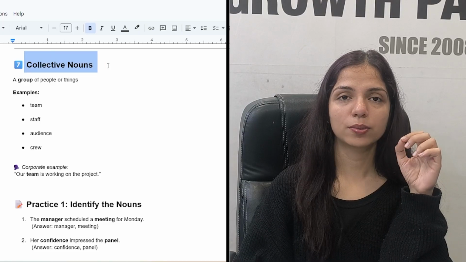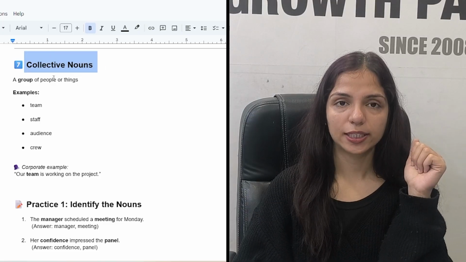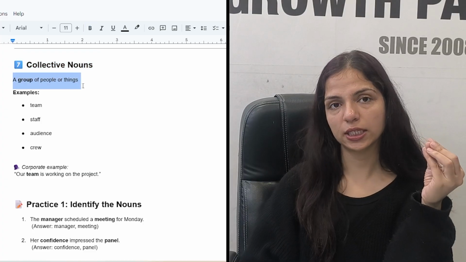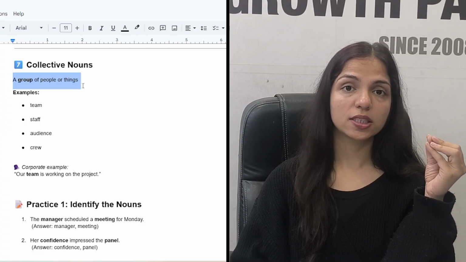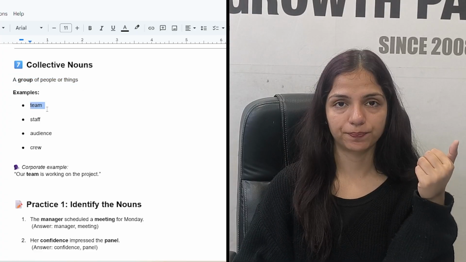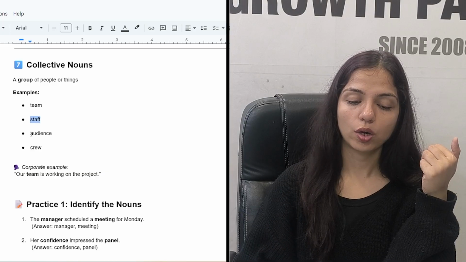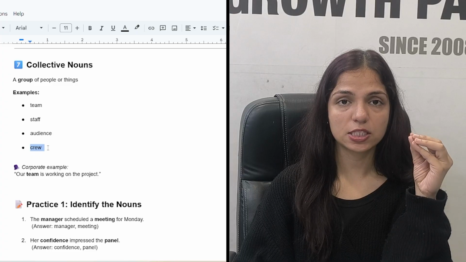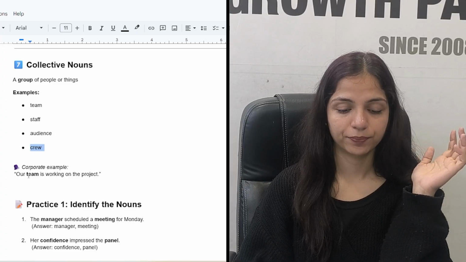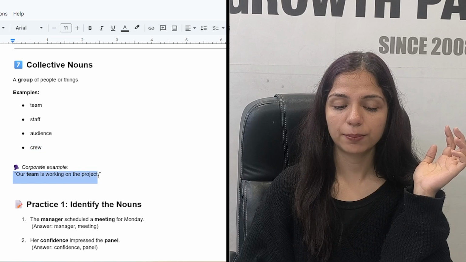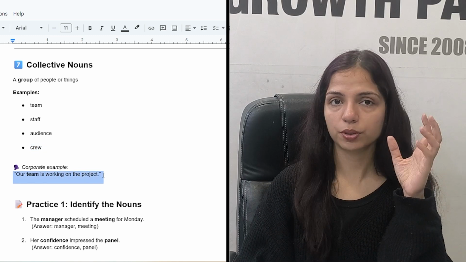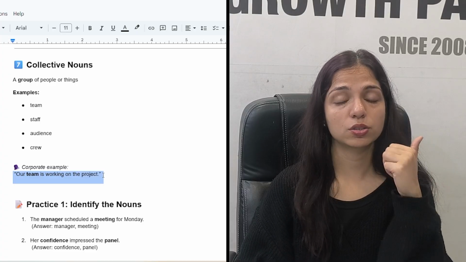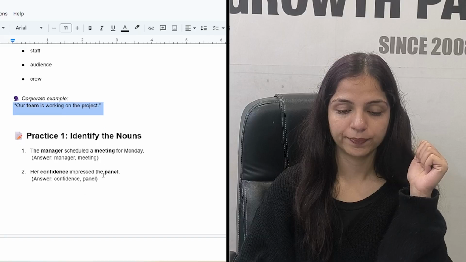Collective nouns. These you might have read when you were in school. Collective means collection. So when we talk about any group of a particular thing or people, we say that these are collective nouns. For example, team, staff, audience, crew. All these words are collective nouns because they consist of a group of people or things. So a corporate example here can be: our team is working on the project. When I say our team is working on the project, we're saying one team, but then there are so many members in that one team.